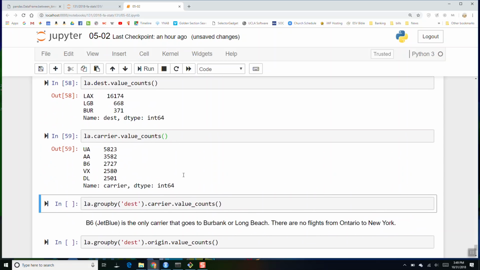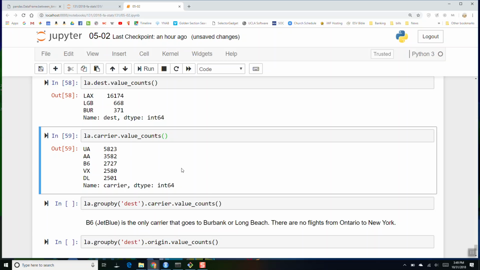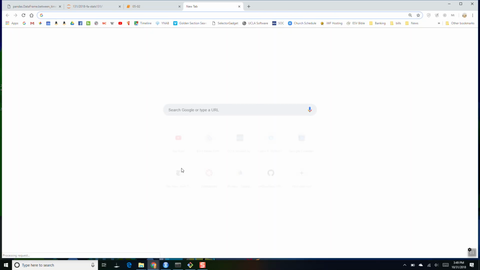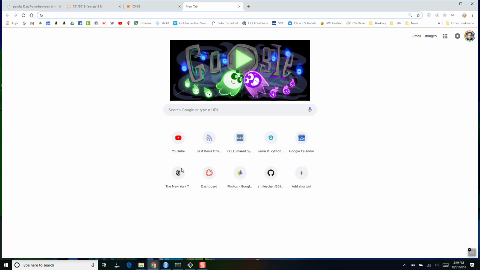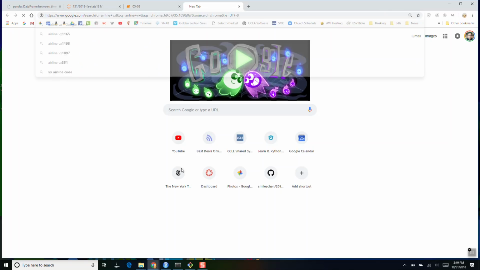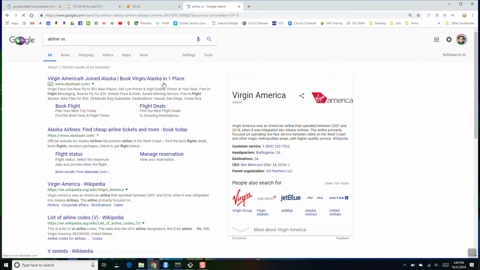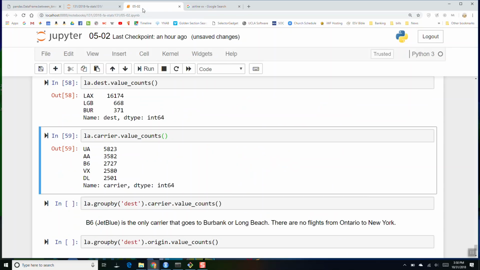Okay. And then as far as the carriers that have direct flights, there's, I don't know, these ones. Is VX Virgin? Are they even still around? Airline VX. Virgin America, and it was an American airline until 2018. Oh, yeah, they just disappeared.